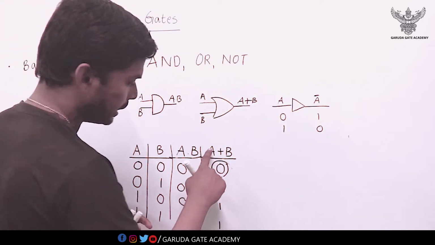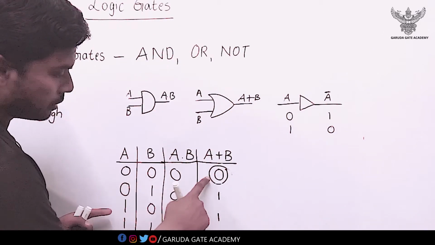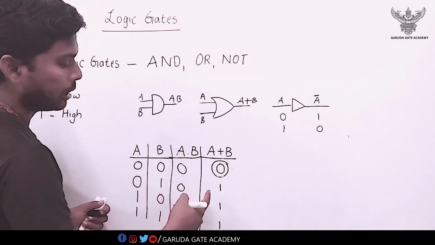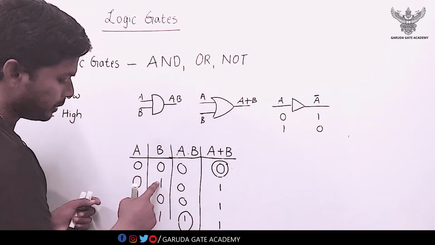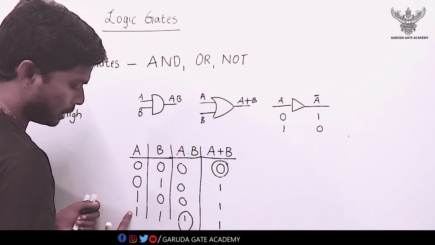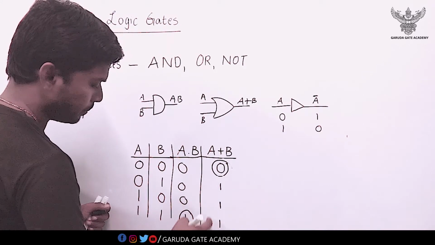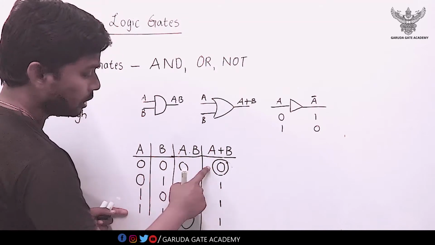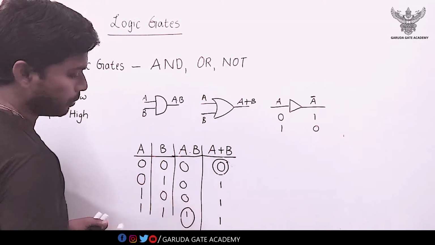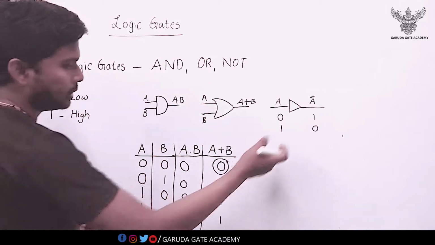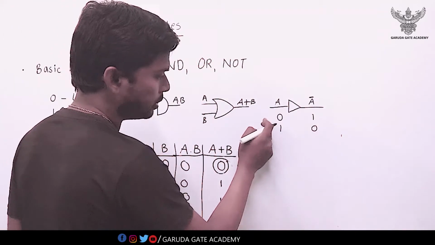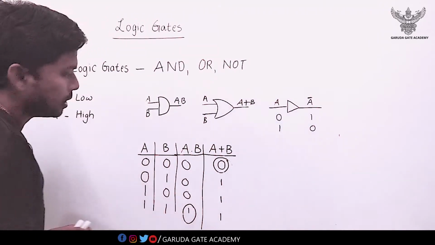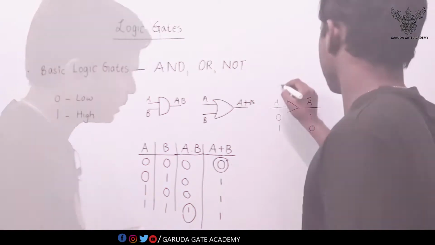Okay. So in the case of A or B, it is different. If at least a single 1 is available, then the output will be 1. See here, we have 1 here, here and here. That is why we got 1 for these cases. So if both of them are zeros, only then A or B will be 0. That is how you remember. And this is obvious: when you give 0, it will give you 1. When you provide 1, it will give you 0. So now let us see the circuit diagram.